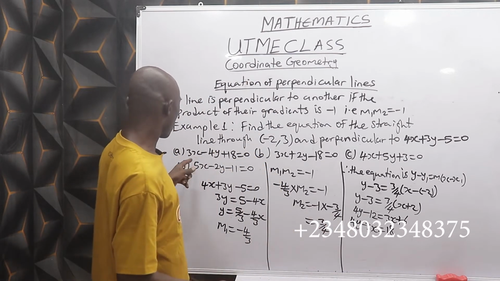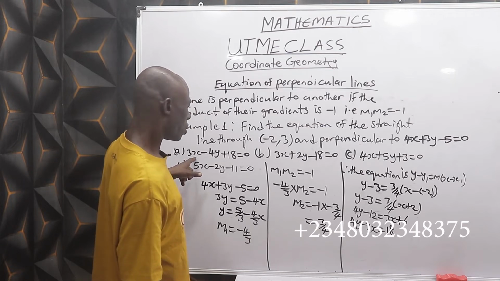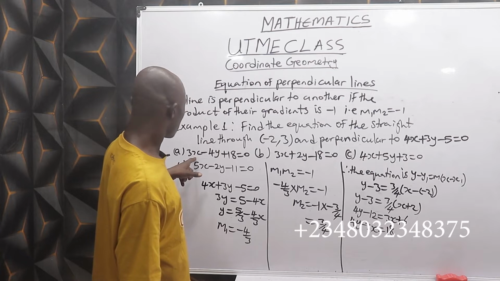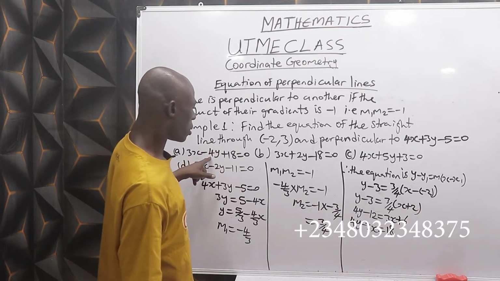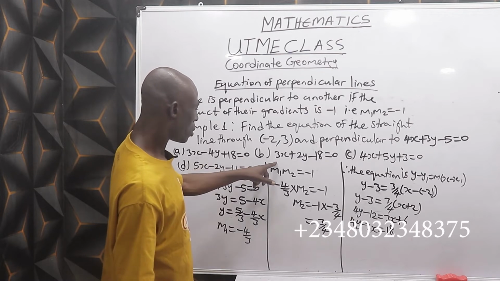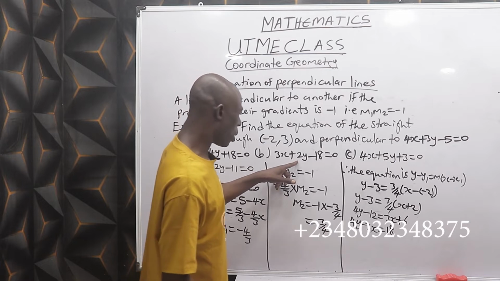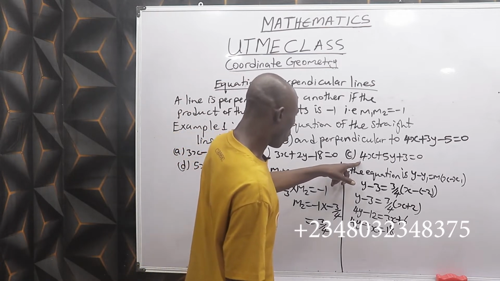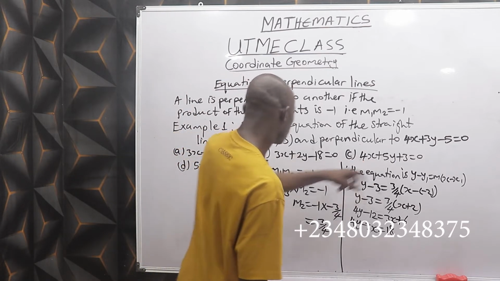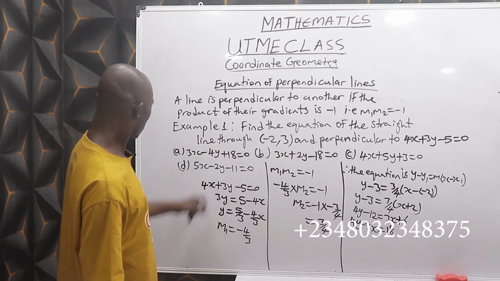Now let's see which one tallies with it in the options. 3x, no, 3x minus 4y plus 18. 3x plus 2y, no. 4x, 5y, no. 5x minus 2y.